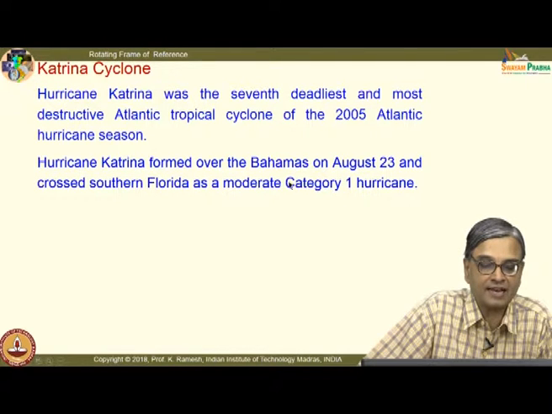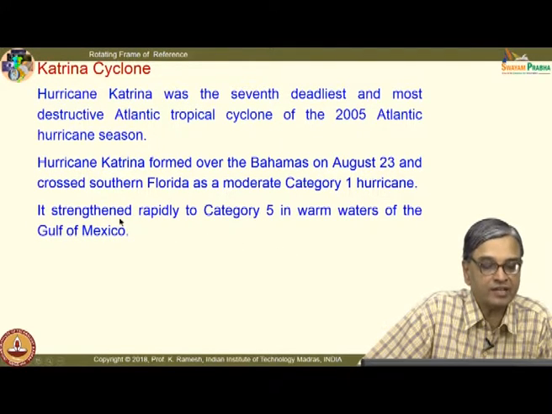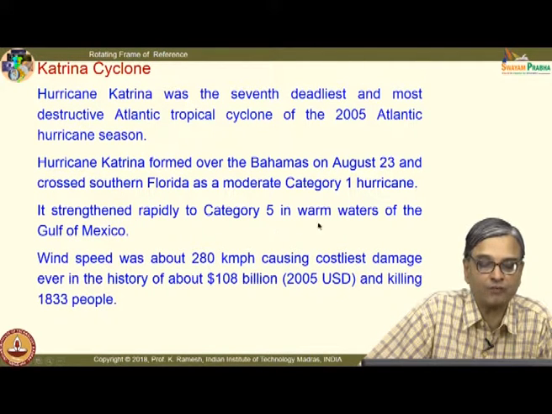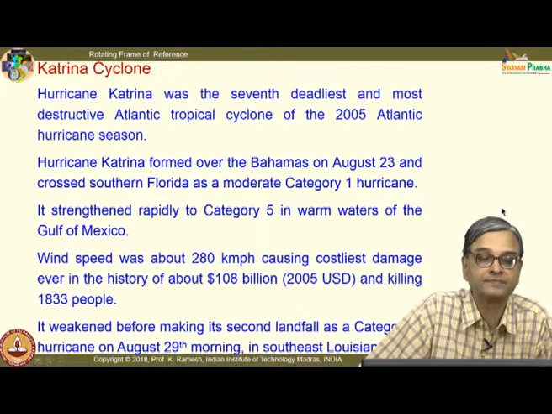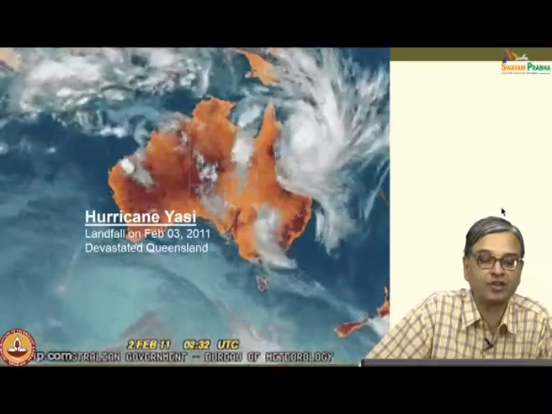It started as a category 1 hurricane and strengthened rapidly to category 5 in the warm waters of the Gulf of Mexico. Wind speed was about 280 kilometers per hour, causing the costliest damage ever in history, about 108 billion in 2005, and killing 1833 people. It weakened before making its second landfall as a category 3 hurricane on August 29th morning in southeast Louisiana. Then you also have another cyclone hitting Australia.